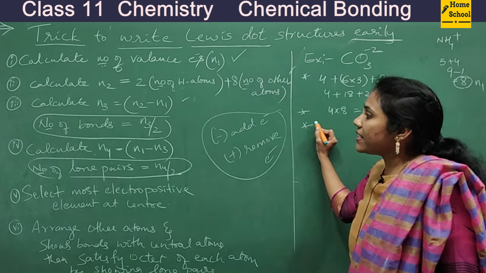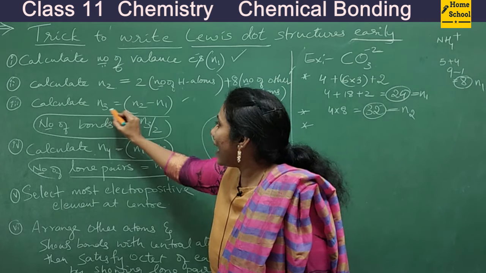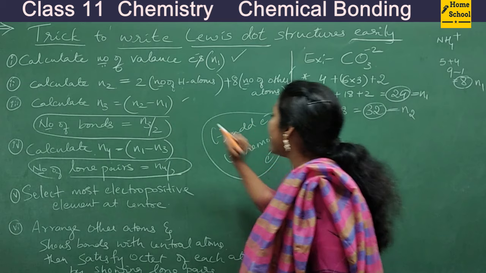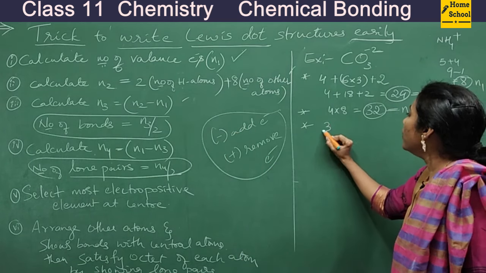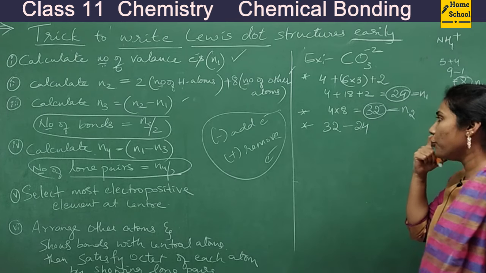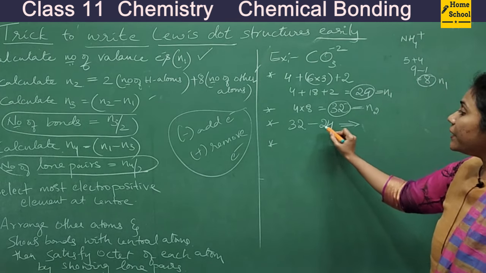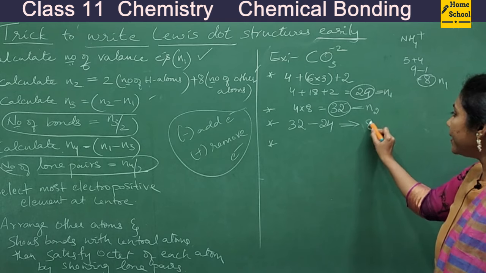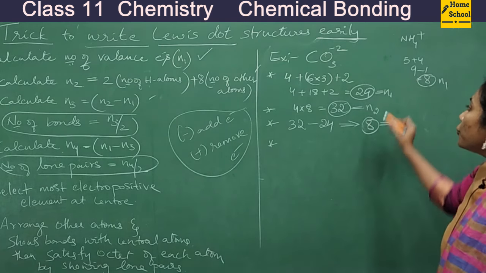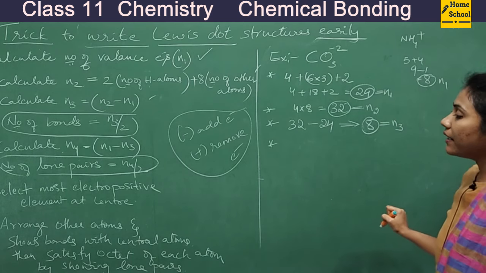So what is our third step? Third step is calculate N3. How do you calculate N3? N2 minus N1. So what is N2? 32. 32 minus 24 you have to do. So 32 minus 24 is 8, right? So that is your N3 value. Okay. So you got N1, N2 and N3.